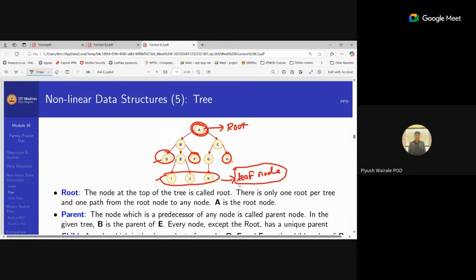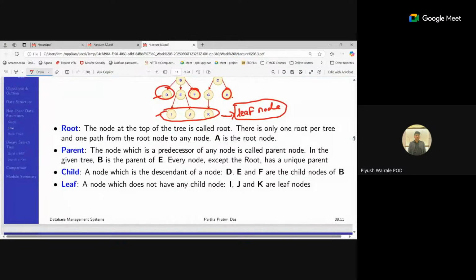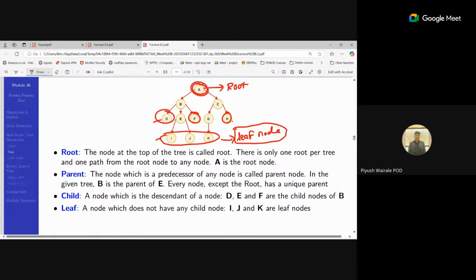And what about the remaining nodes? Internal nodes, sir. Yeah, we can say these are the internal nodes, or we can say non-leaf nodes as well. Okay, so here we can see this D, F, it is not mentioned, but D, F, H are also leaf nodes only here. Okay, now one more thing, parent and child node, right?